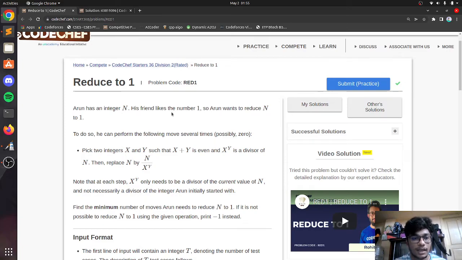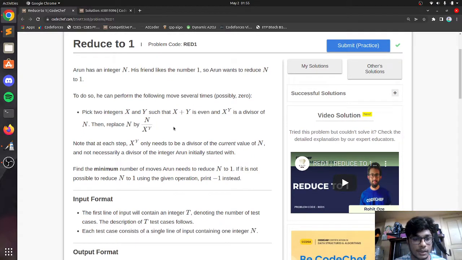Arun has integer n and his friend likes the number 1, so Arun wants to reduce n to 1. To do so, he can perform the following move any number of times, possibly 0. Pick two integers x and y such that x plus y is even and x to the power of y is a divisor of n, and then replace n by x to the power of y.